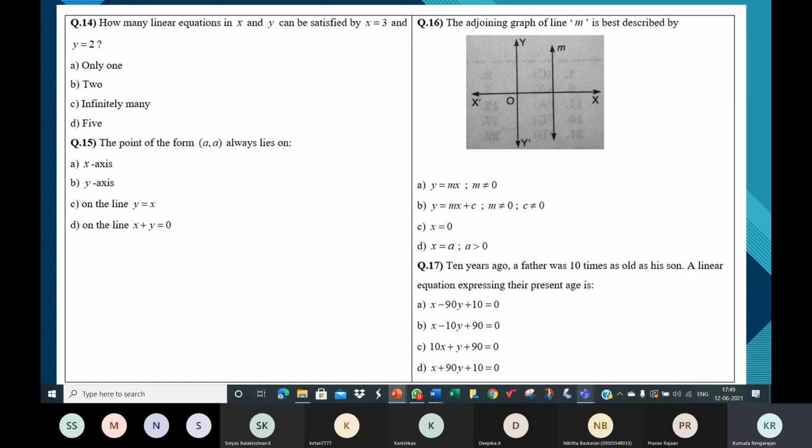Now, actually, it should be specific. We don't know if they've taken X as the father's age or the son's age. So I'll just correct that question. Let me make it more specific, but we'll just see the answer now. For our assumption, X is son and Y is father. So we have X minus 10 for son and Y minus 10 for father. What is given? Father was 10 times as old as his son 10 years ago. So Y minus 10 is equal to 10 into X minus 10. I'll work this and share the answer on WhatsApp.